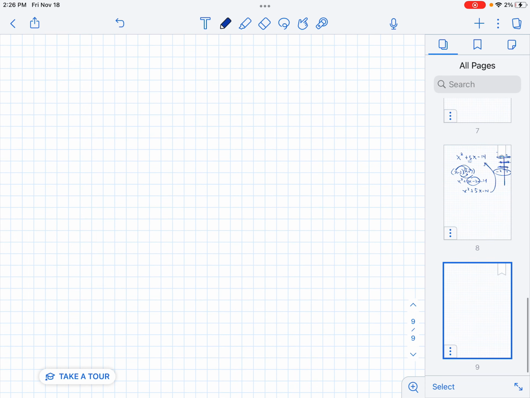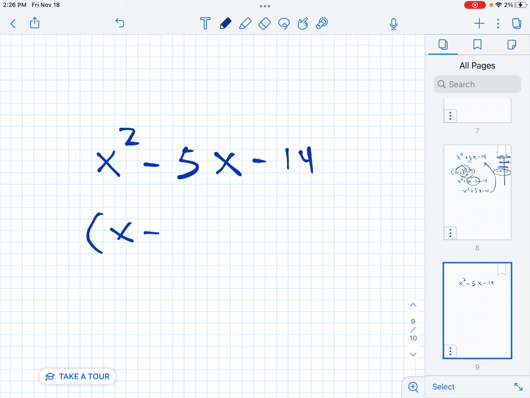Okay, here's one for you to try with a negative in it. Let's do x squared minus 5x minus 14. Okay, so for this one, you're going to do the opposite of what I just did. If you do a minus 7 and a positive 2, negative 7 plus 2 is negative 5x. Multiply them, you get the negative 14.